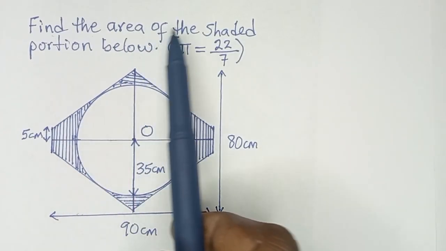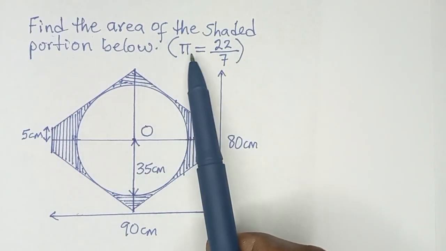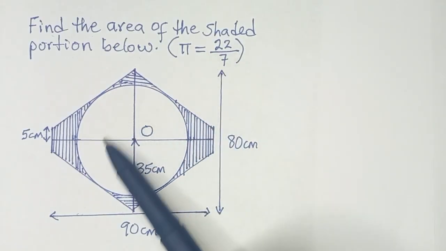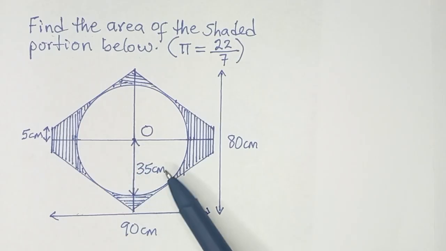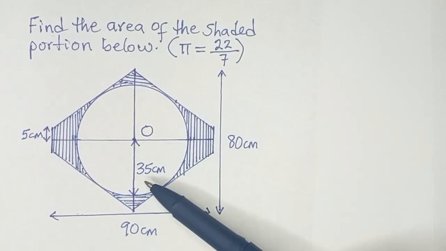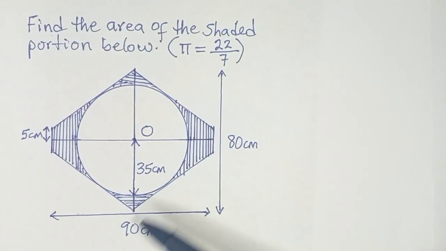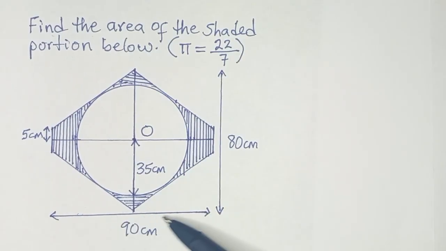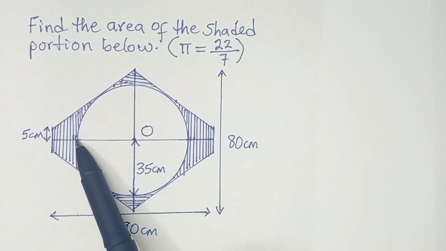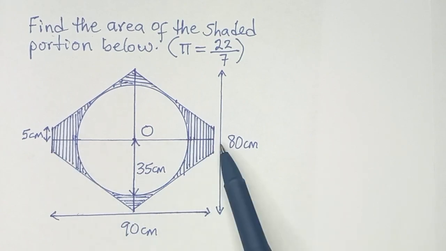Find the area of the shaded portion below, and we are given the value of pi as 22/7. Now, if we analyze this circle geometry properly, you observe that the radius of the circle is 35 centimeters. And the full length, from here to the end here, is given as 90 centimeters. So let us work out what this extra portion should be.